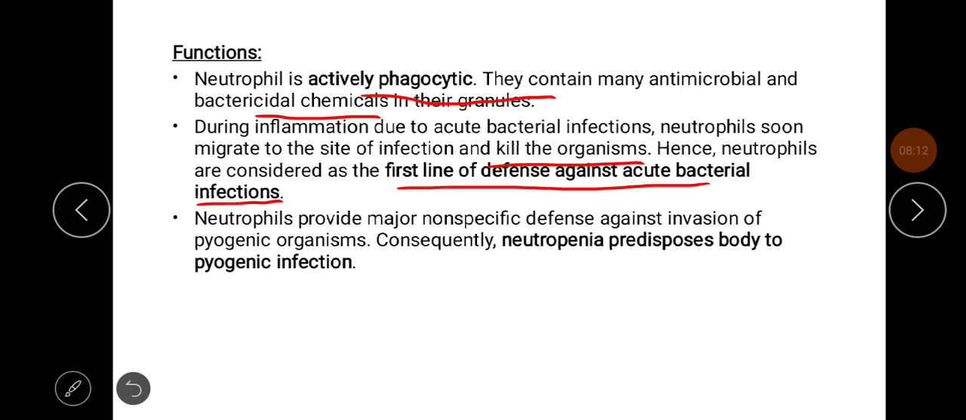Neutrophils provide major specific defense against invasion of pathogenic organisms. Consequently, neutropenia predisposes the body to pathogenic infection.